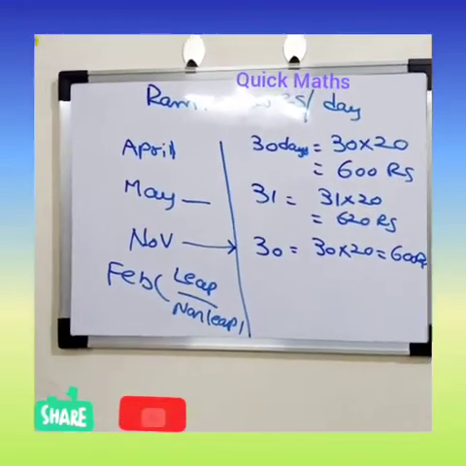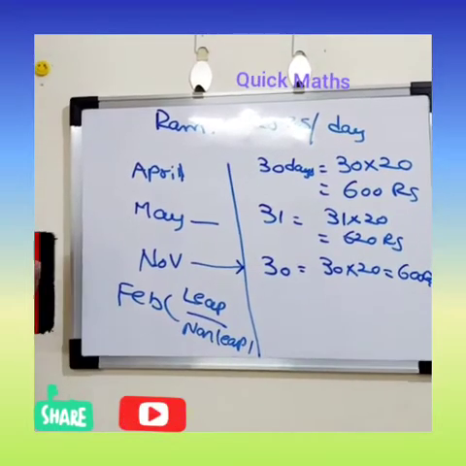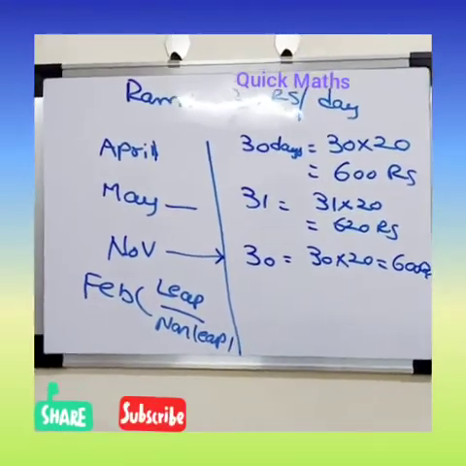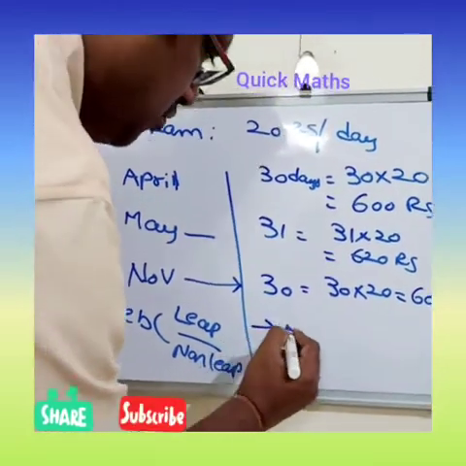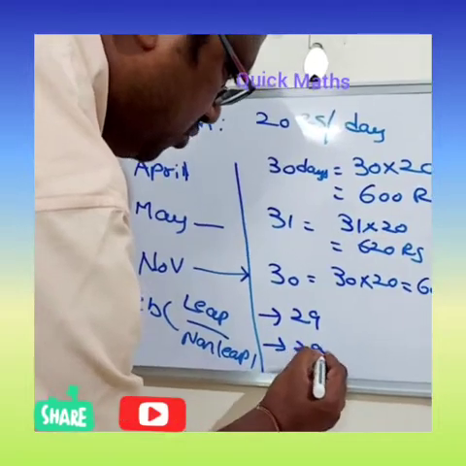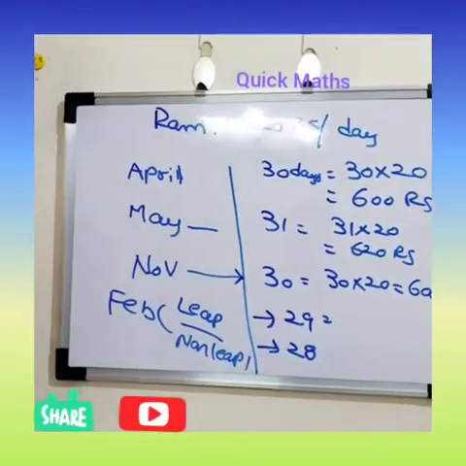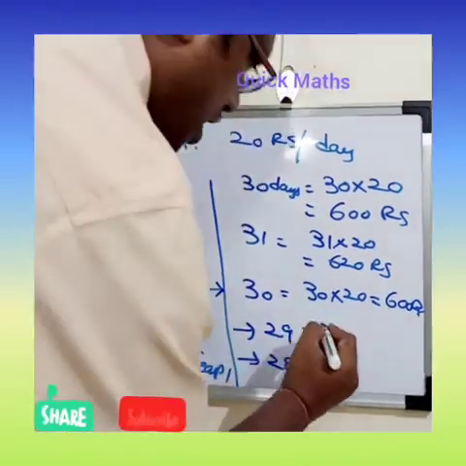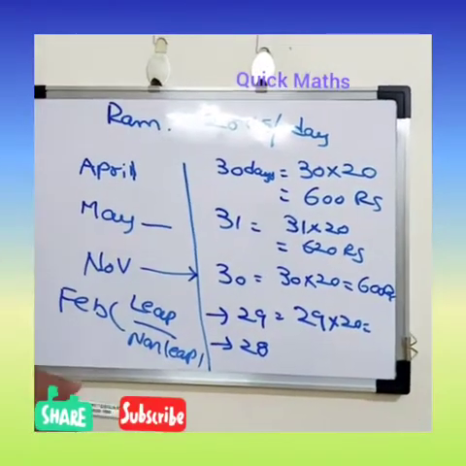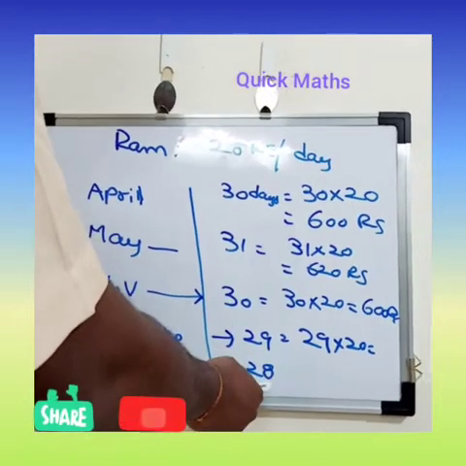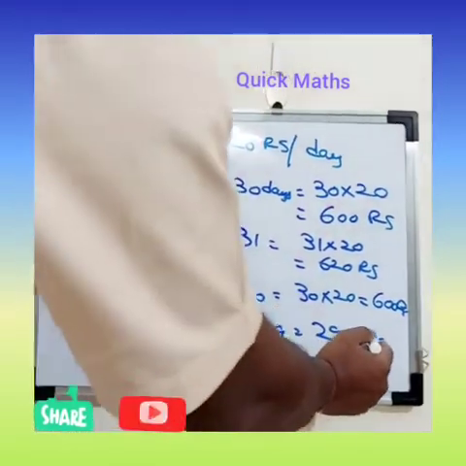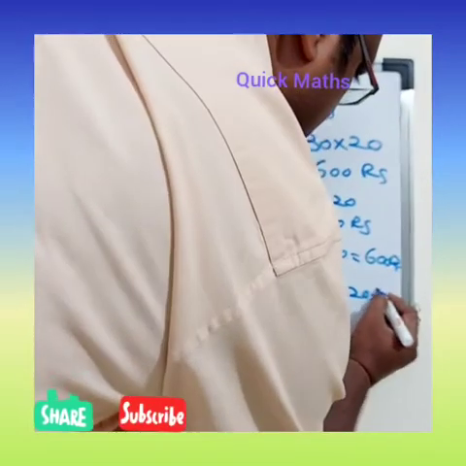The number of days varies in the month of February between a leap year and a non-leap year. In a leap year, February has 29 days. In a non-leap year, February has 28 days. Each day is 20 rupees. So 29 multiplied by 20. Why 29, why not 28? Because it's a leap year, 29 days. So 29 multiplied by 20 gives 580 rupees.